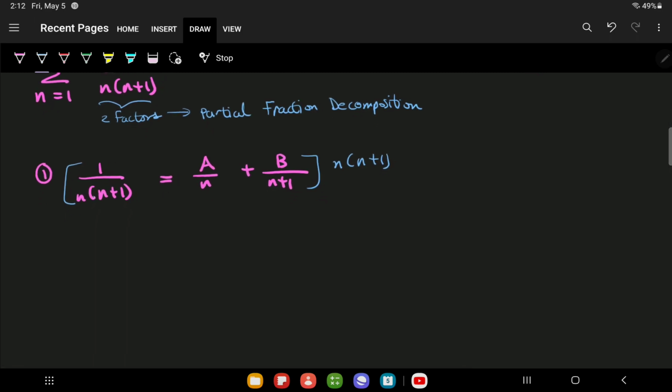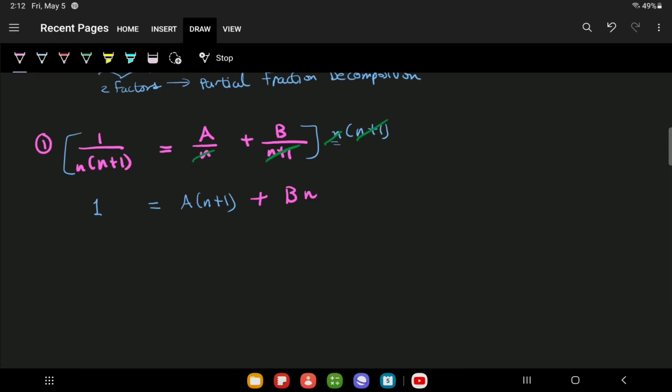The left-hand term already has n times n plus 1 on the denominator, so we don't have to multiply by anything. A has an n in the denominator but does not have an n plus 1, so we multiply the numerator by n plus 1. Right? What's happening behind the scenes is we are canceling the n, and we still have to multiply that across. And similarly, here the n plus 1 cancels, but we have to multiply the b across. So b times n.